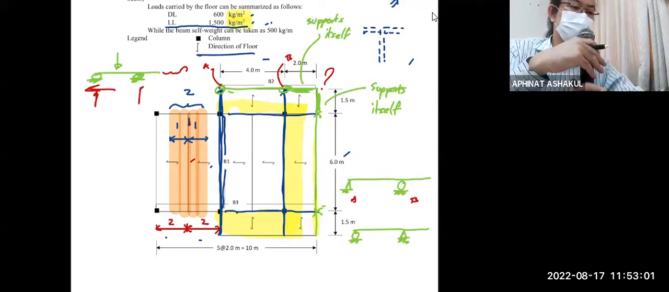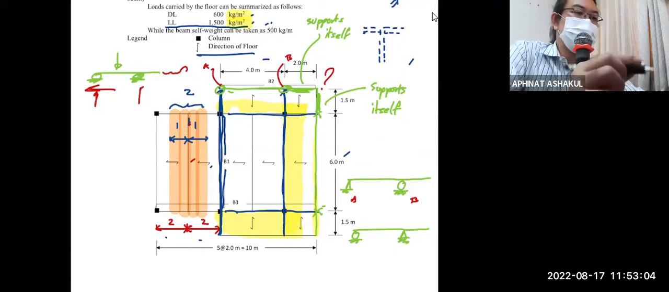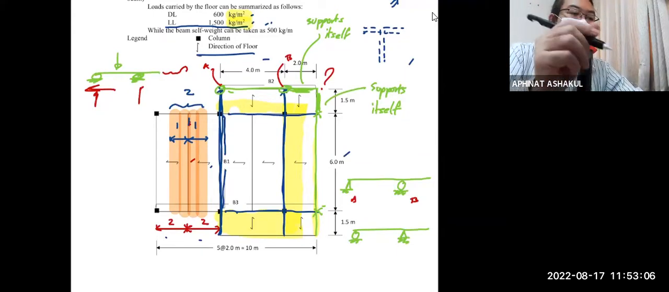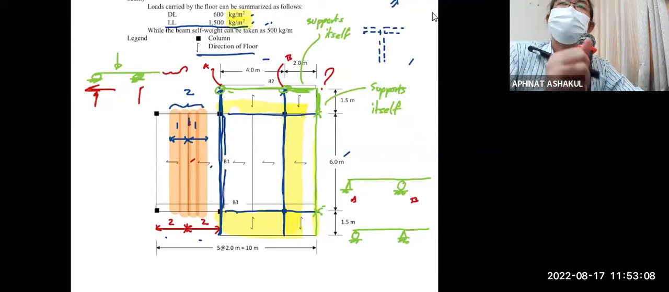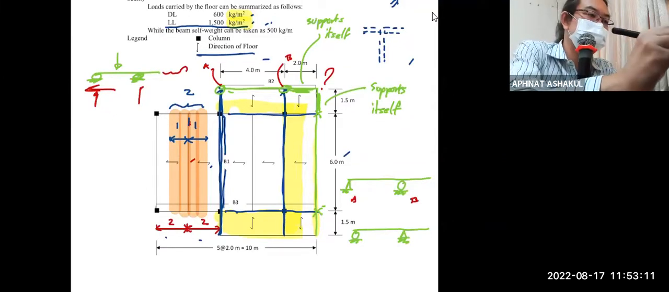Okay. All right. So now, what load does this B2 carry?